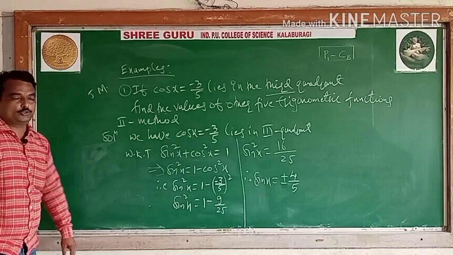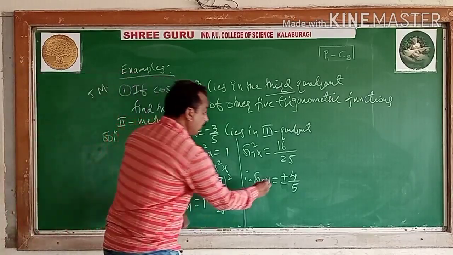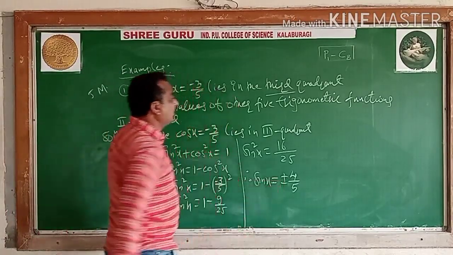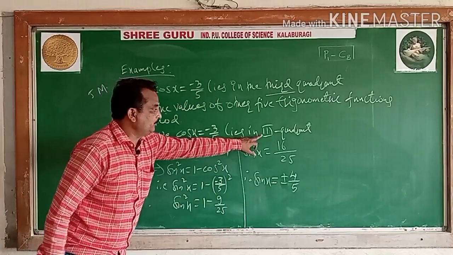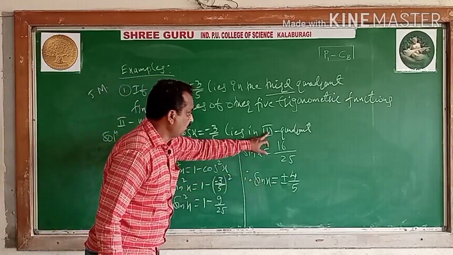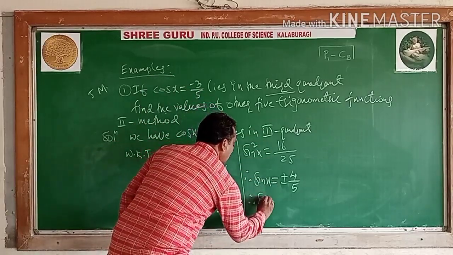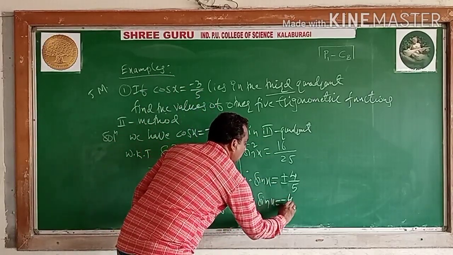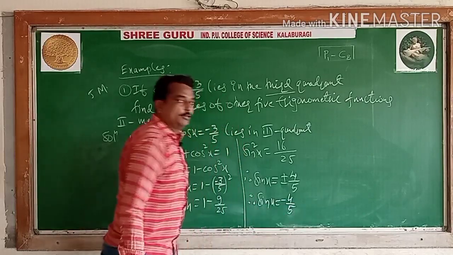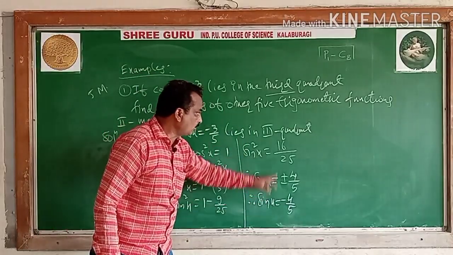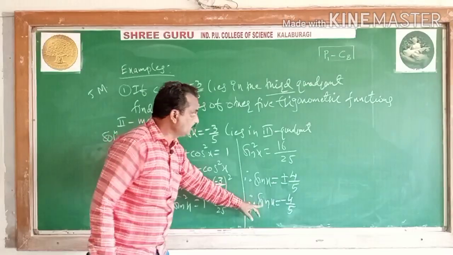Is it a perfect square? Both numerator and denominator. So which one do you have to take, either the plus value or the second value? Which quadrant does it lie in? Third quadrant. In the third quadrant, is the sign positive or negative? Negative. Therefore, neglecting the positive value, we consider the negative value, because the angle lies in the third quadrant.